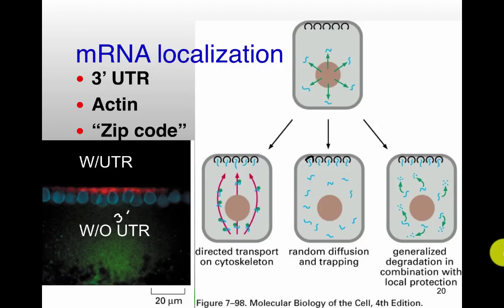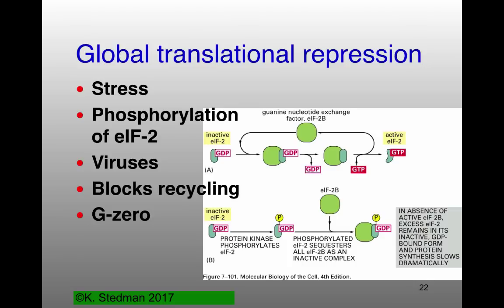There are multiple different ways this happens. Let's not worry too much about it. The main thing here has to do with these untranslated regions and specific binding proteins that will associate with them. We spoke briefly about translational regulation. Most of this has to do with the stability of your messenger RNA or initiation of translation.